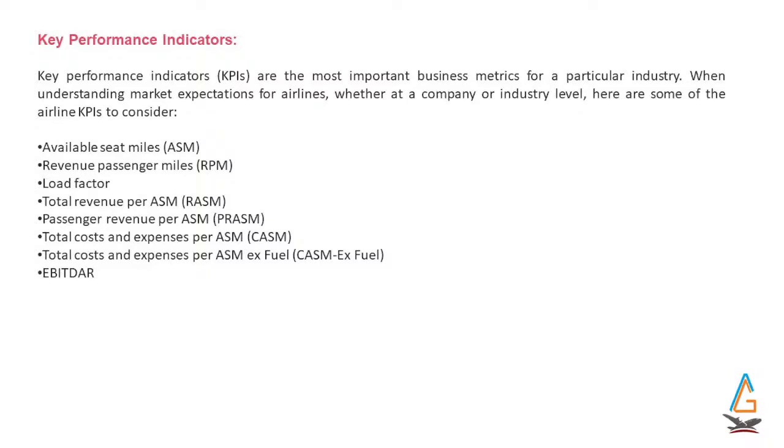Then comes cost per available seat mile, ex fuel. It is calculated by taking operating expenses and dividing by the available seat miles, and then you have to subtract the total cost of fuel.